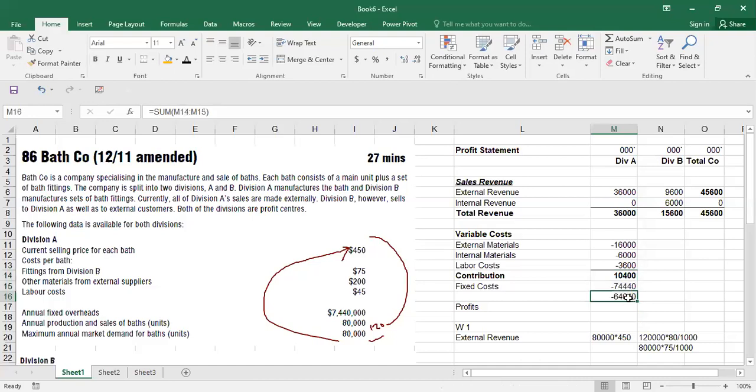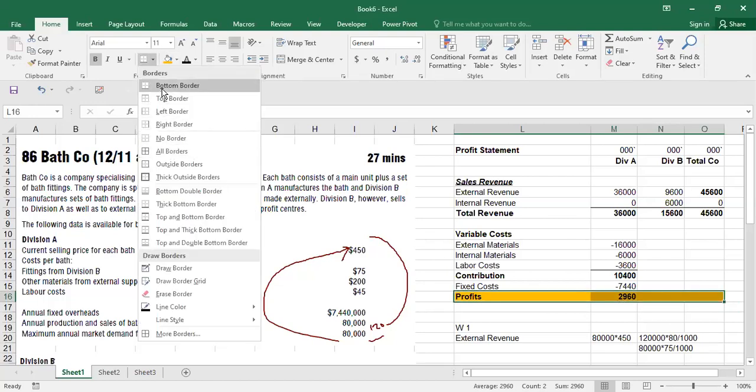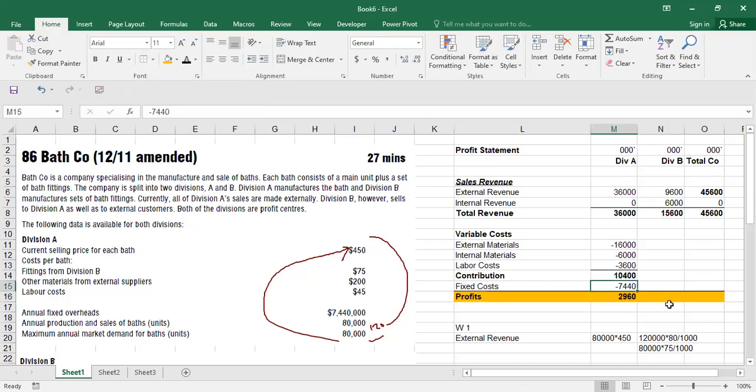Okay, it's wrong. I add it up. Oh, so there are not like this. And we get here your profit. So this is the profit for division A. So we make this line like this, and we put it like this. And we also make a little bit of formatting. So division A is done.